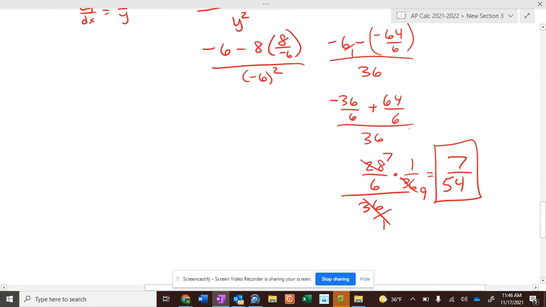We haven't talked about concavity much yet, but by knowing this, since this is a positive number, the graph will be concave up at this point. If it was negative, it'd be concave down.